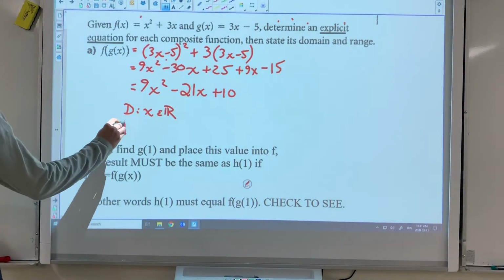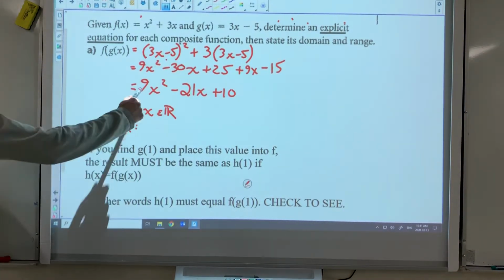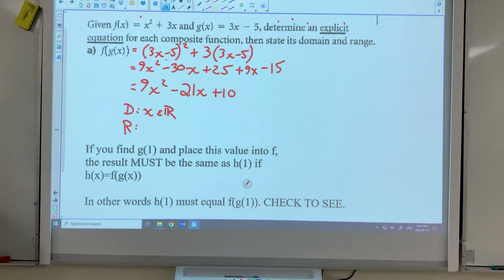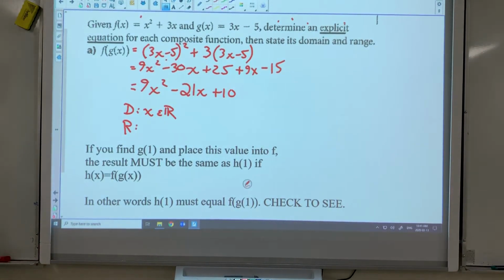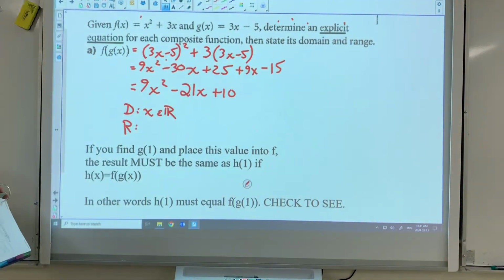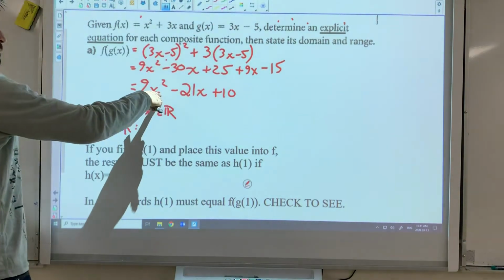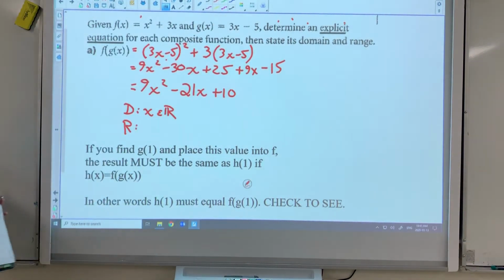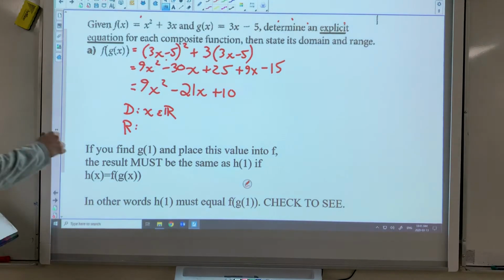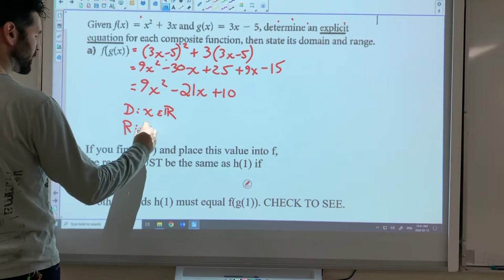Now your range is a little bit trickier to find because you have to go find the vertex. So they don't generally do that all at once on the exam. On the exam, they'd be like, what's the explicit equation? Or they might be like, here's the two original functions, here's the explicit equation, what's the domain? They might do something like that. So we won't worry about the range. I would just say, find vertex.